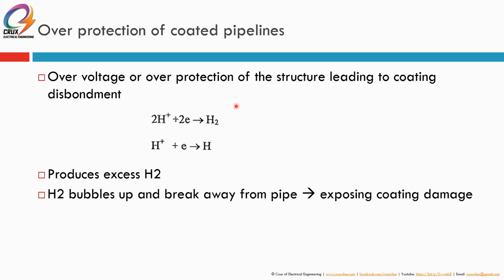Why? Because this holiday effect will produce hydrogen between the coating and the pipe surface. This bubble of hydrogen will accumulate until it pops the coating. So the coating bubbles up and breaks away from the pipe, exposing the coating damage. So you cannot protect your pipeline, unless there's a new coating that can last for voltages more than 3 volts in the long run, or during its lifetime.